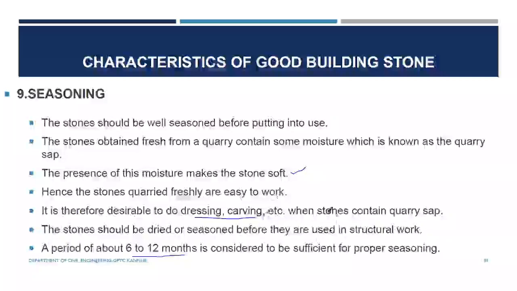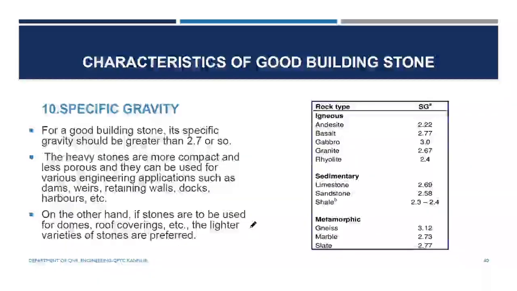Quarry sap means some moisture. If it dries out for about 6 to 12 months, it will become harder. So that will be good for use in construction works. If you want a retaining wall or some normal wall work, you need some rigid stone. For that purpose, you can go for a 6 to 12 month seasoning period so that the moisture may dry off.